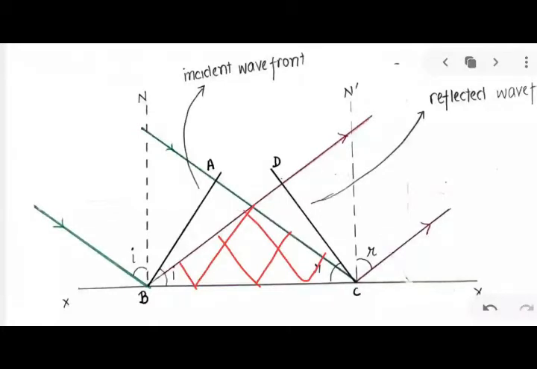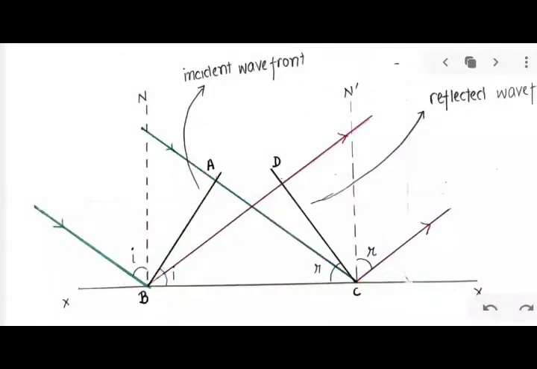You might see something like this. And when finally the point A reaches your point C, your final wavefront will look something like this. This CD is your reflected wavefront, whereas your AB is the incident wavefront. If you have any confusion, please don't hesitate to ask. I will re-explain it to you again.